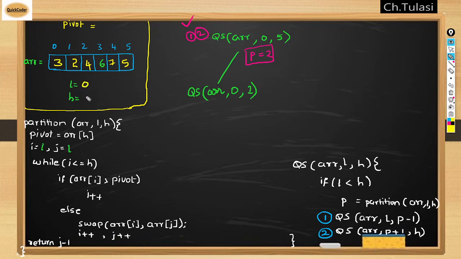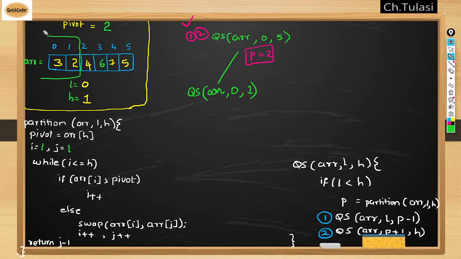My L is 0 and my H is 1 and my pivot point. L is equal to 0, H is equal to 1 means we are checking only up to this part of the array. Okay, already 4 is fixed at this position. We are checking up to this part. What will be my pivot? My pivot will be array of H. What is array of H? Array of 1, that is 2. My pivot will be 2.